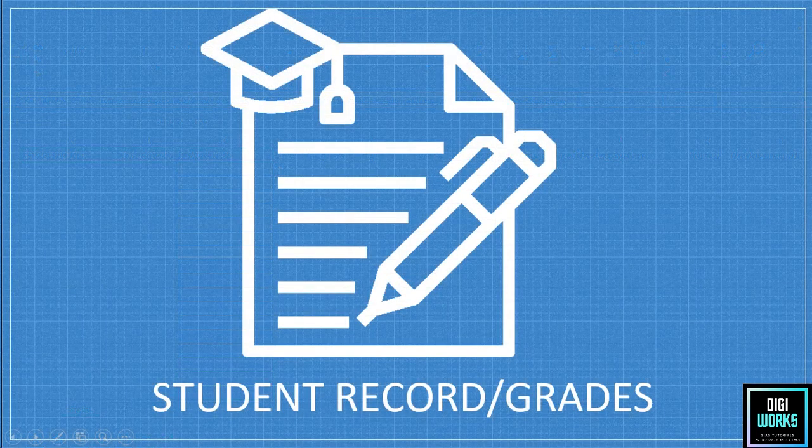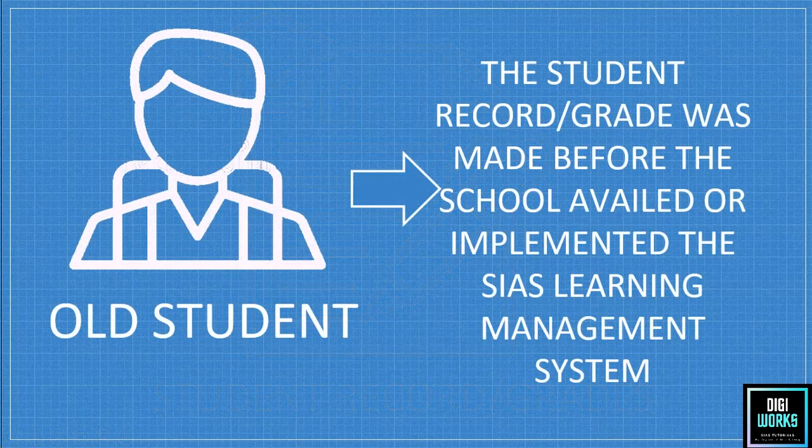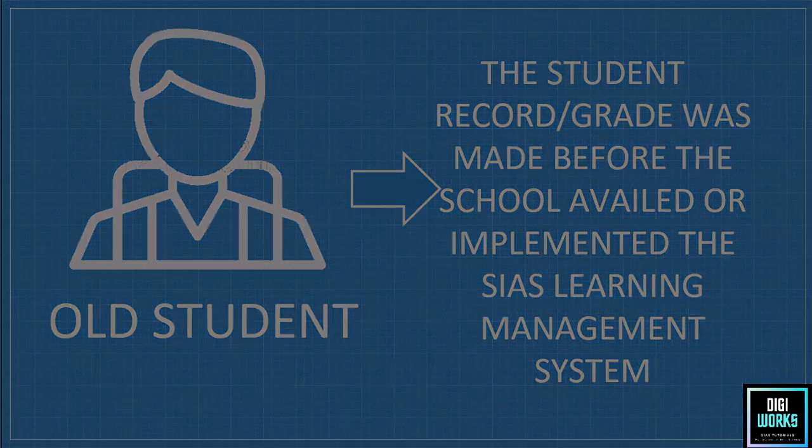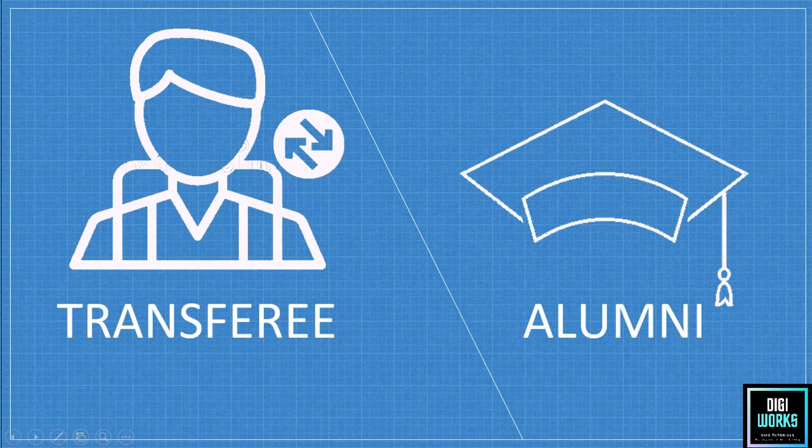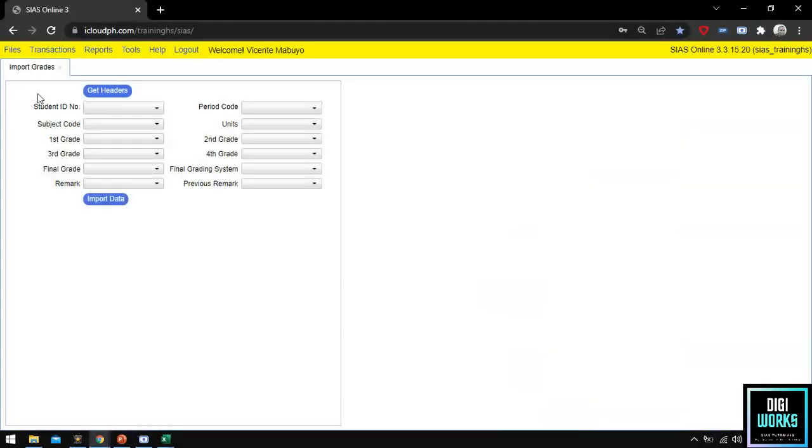For example, the user wants a student record at the system, but the student record is not yet available at the system, probably because the student is an old student, and the record was made before the school implemented the SIAS Learning Management System, or another possibility is maybe the student is a transferee. Or maybe the student record belongs to an alumni student. Considering those possibilities, the user should first create a record of the student with the SIAS Learning Management System.